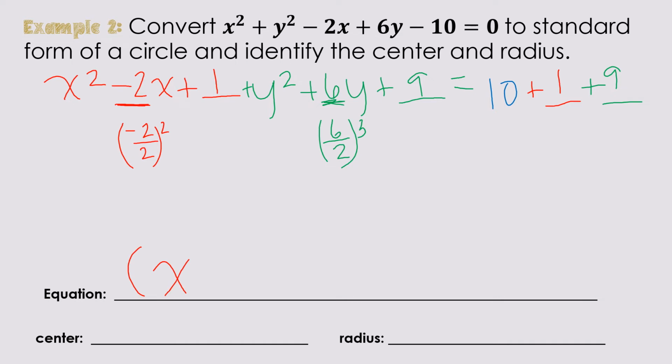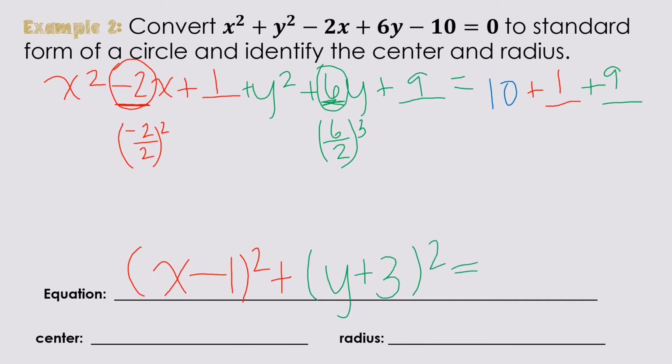So x, to find the number that you add or subtract to x, you're just doing half of that a value. Half of that a value is negative 1, squared, plus y. Half of the b value was positive 3, squared, equals, and then just combine your three numbers on the right. 10, 1, and 9 is 20. So that is our equation in standard form.